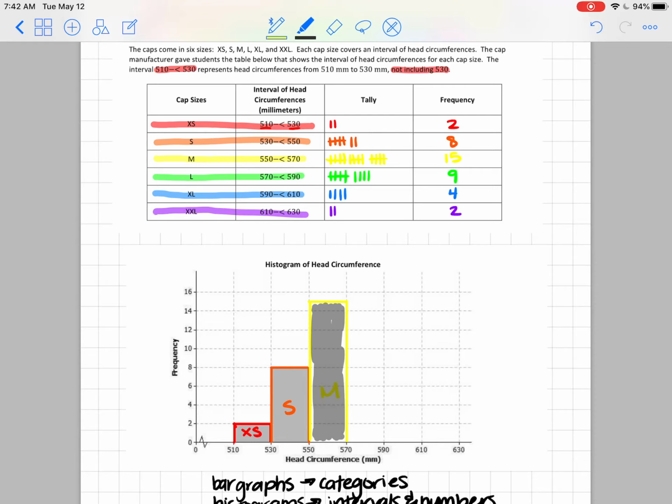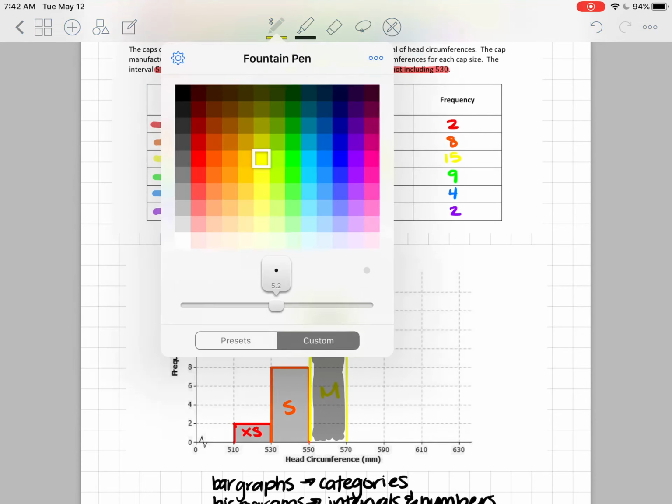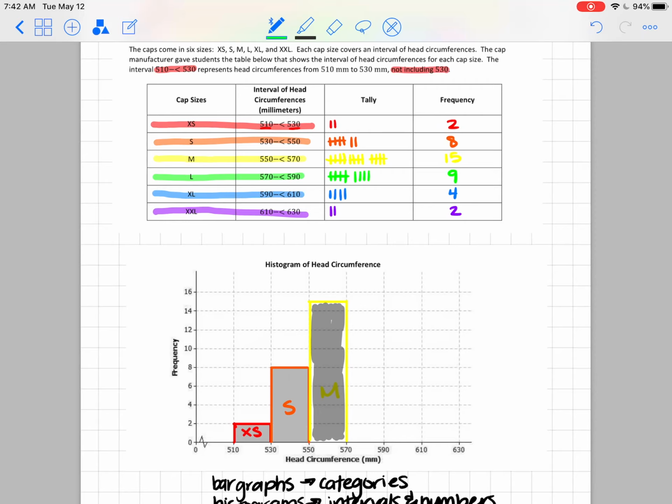All right. From 570 to 590, that's our large size. There are 9 in the large. Once again, I don't see a 9, but I know 9 is between 8 and 10. So I'm going to go up right between 8 and 10, make my line across and down, and make sure that the bars are touching. Make sure that those bars are touching.